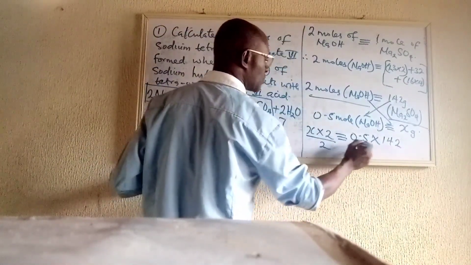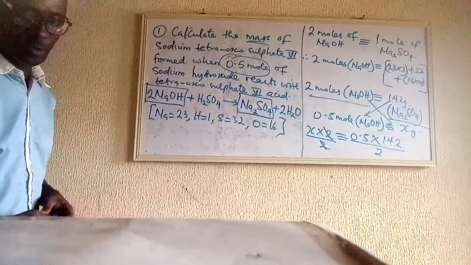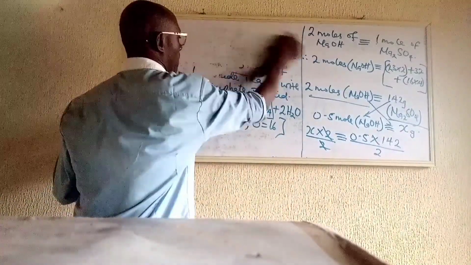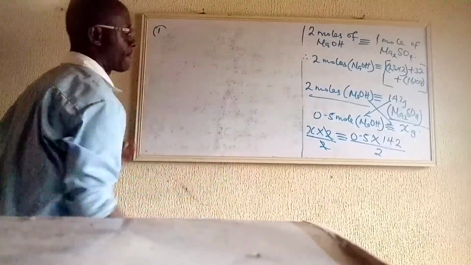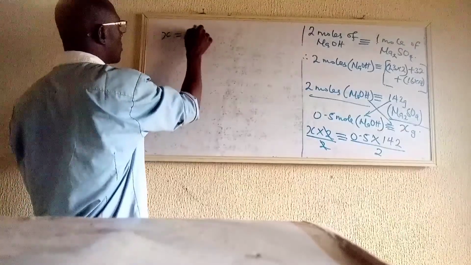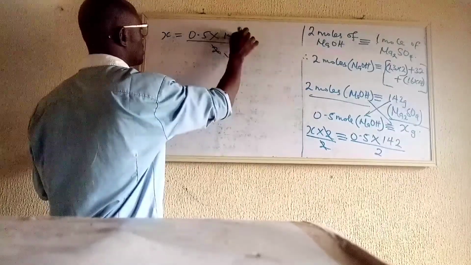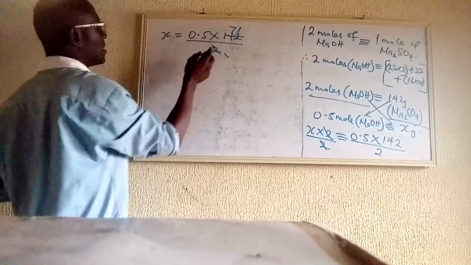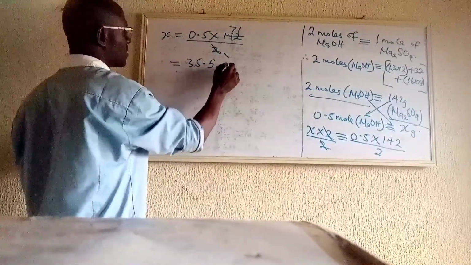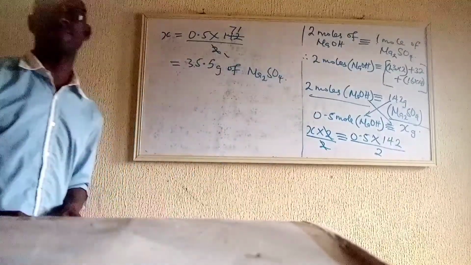Divide both sides by 2. So what will be the value of x now? x will be equal to 0.5 times 142 over 2. This is 71. So that will be 35.5 grams of Na2SO4 that will be formed.